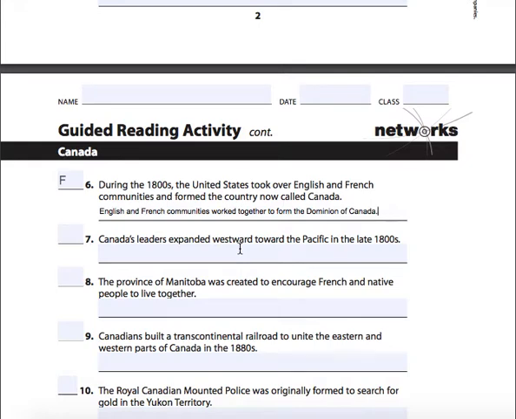In 1869, Canada gained the vast territory held by the Hudson Bay Company. Many Metis lived on some of this land. Metis are the children of French and native peoples. They wanted more say in governing themselves. The province of Manitoba was created to give them that chance.